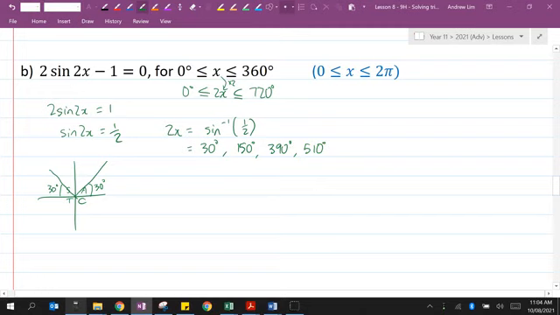Alright, and now we can work out what x is equal to, because 2x is equal to all of these. So we're just going to divide all of them by 2. 15 degrees, 75, 195, and 255 degrees.